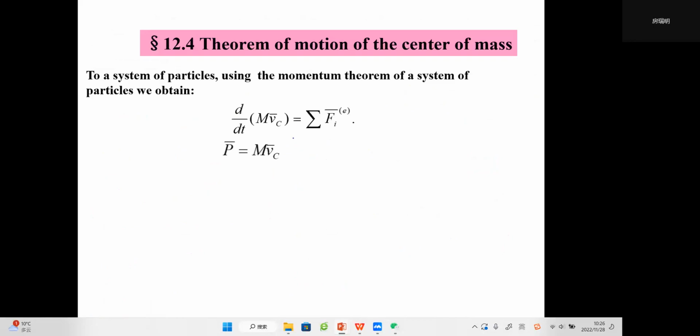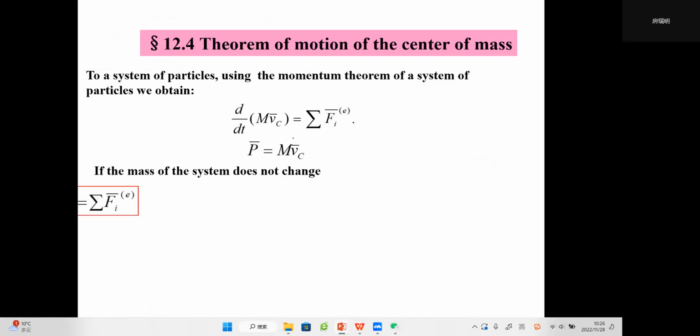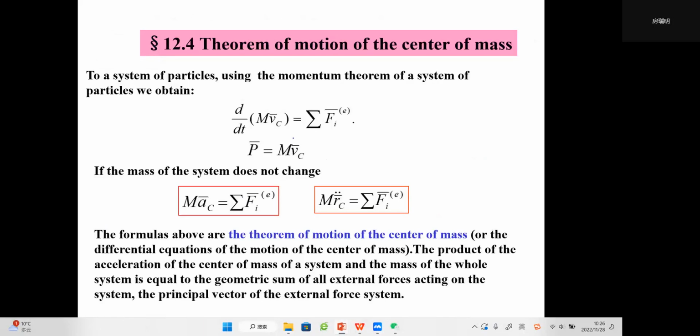I think today we're going to finish the theorem of motion of the center of mass. Actually, this page we mentioned last time, but I'd better repeat a little bit because I think the whole chapter 12 is very hard for you guys to understand. So theorem of motion of the center of mass, in Chinese we say 质心运动定理.